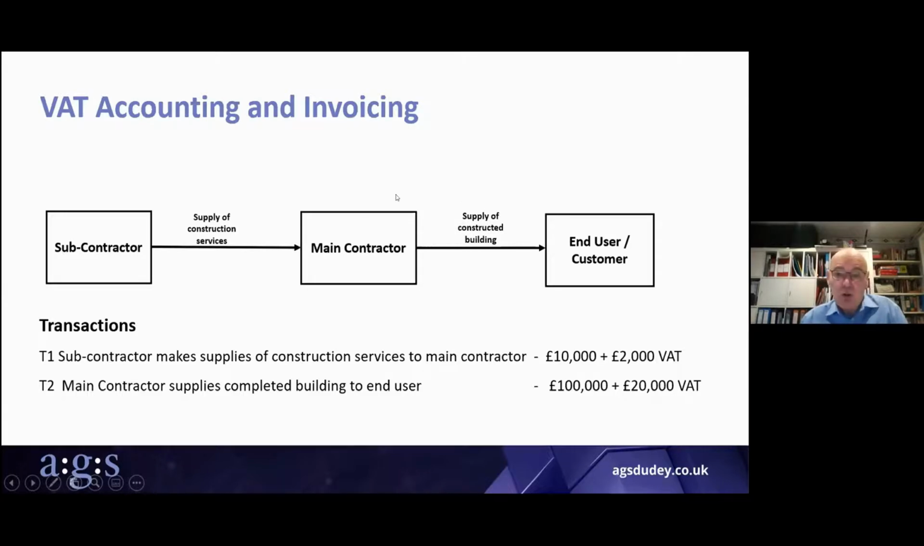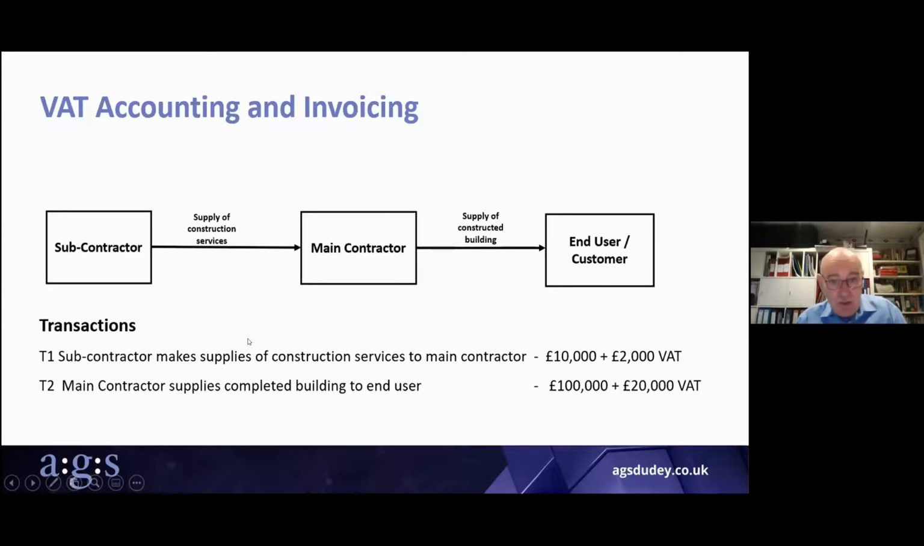That completes our look at when the DRC should be applied. That's the main part of this webinar. I just want to look briefly at how VAT accounting and invoicing should be completed, and we'll focus on this for the last few minutes. To illustrate the accounting required, again, I'm going to use a very simple supply chain: a subcontractor supplying services worth 10,000 to the main contractor, who makes a supply of 100,000 to the end user.